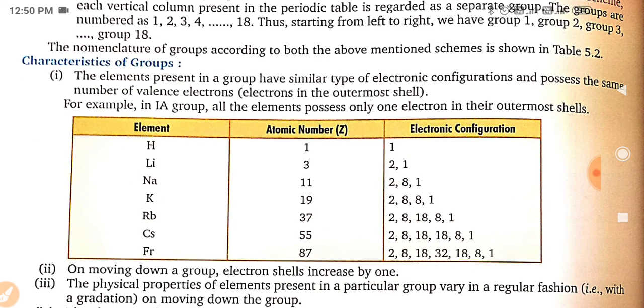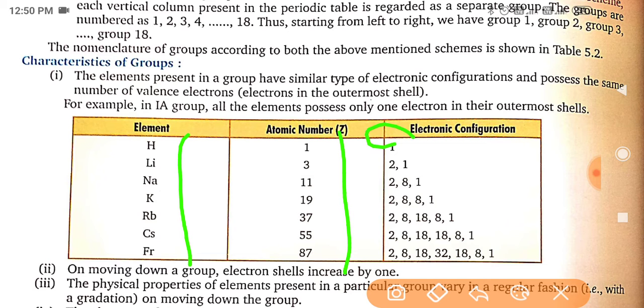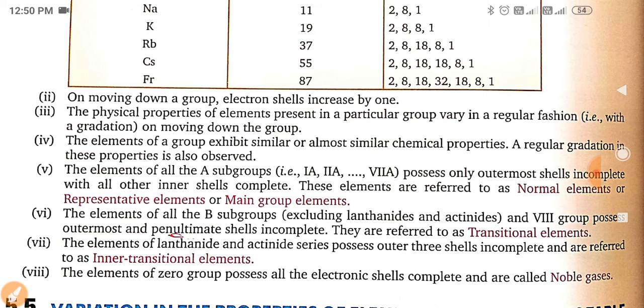Some characteristics of groups: the elements present in a group have a similar type of electronic configuration. For example, in group 1A, all the elements possess only one electron in their outermost cell. All these are elements of group 1, and if you see, they have one electron in their outermost cell. On moving down a group, the electron cells increase by one. The physical properties of elements present in a particular group vary in a regular fashion.